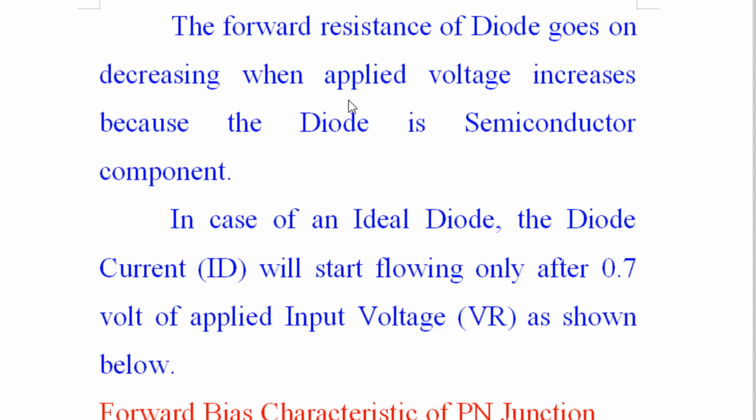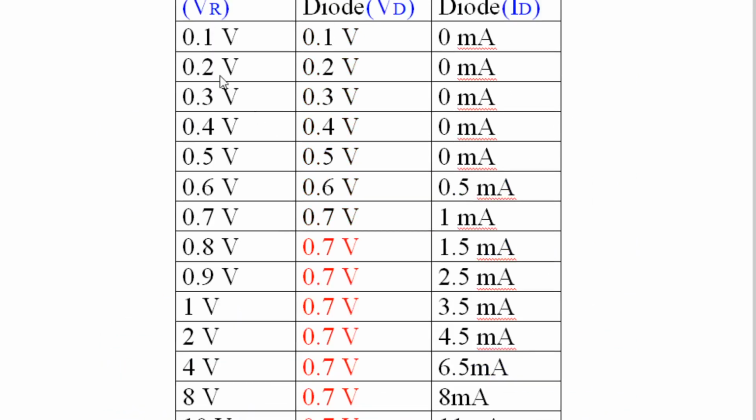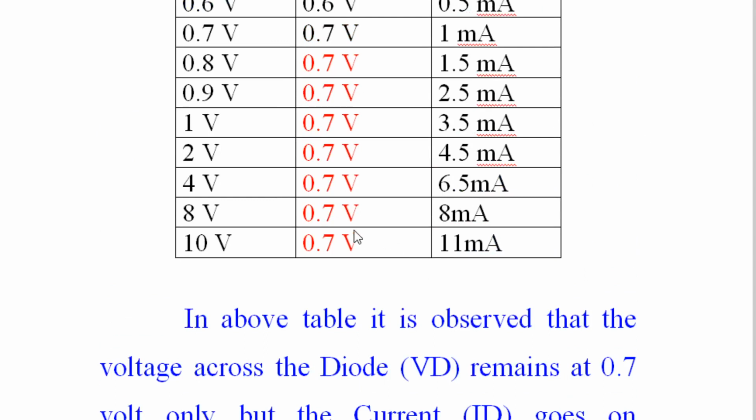Now when you force the diode into conduction, the diode will start conducting, and you apply voltages to the diode starting from 0.1 volt to 10 volt. At 10 volt you see the current is very large, 11 milliampere.